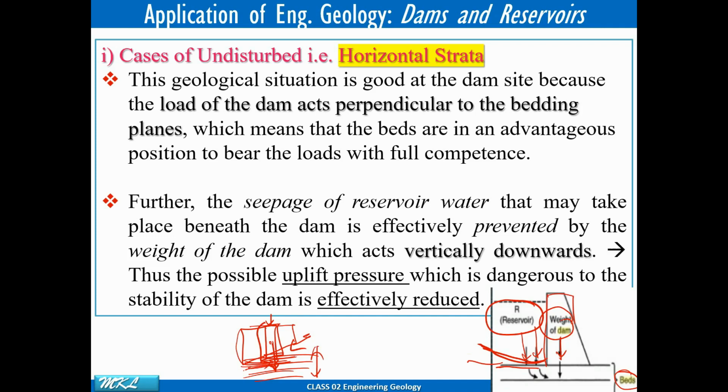So that's the possible uplift pressure, which is dangerous to the stability of the dam, which effectively reduces it. And let me tell you, सीपेज वाटर का क्या फंक्शन होता है, why I am telling this is very important: the water percolates through this bedding planes and it will give you an upward force. देखा ना, water क्या होगा, इसका उसको हल्का कर देगा, buoyancy का बहुत कुछ देगा, उसके चलते due to this uplift pressure क्या होता है ना, stability of the dam reduces.